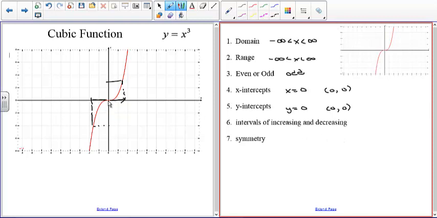And in this case, intervals of increasing or decreasing. So it's increasing. Actually, it's increasing everywhere except one point. So it's increasing from negative infinity to 0, and it's increasing from 0 to positive infinity. Now at x equals 0, it's neither.